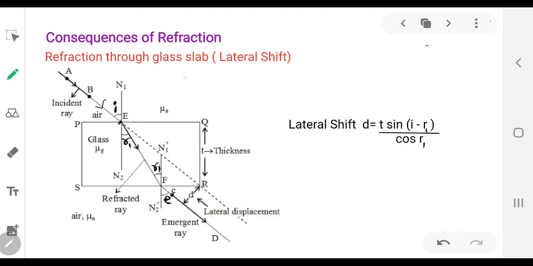As it is traveling from rarer medium to denser medium, we are considering the first medium as air, the second medium as glass. So as the ray is traveling from air to glass, from rarer to denser, it is moving towards the normal. Let I be the angle of incidence, R1 be the angle of refraction.